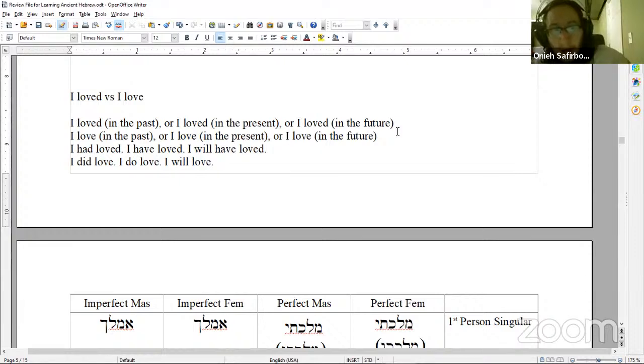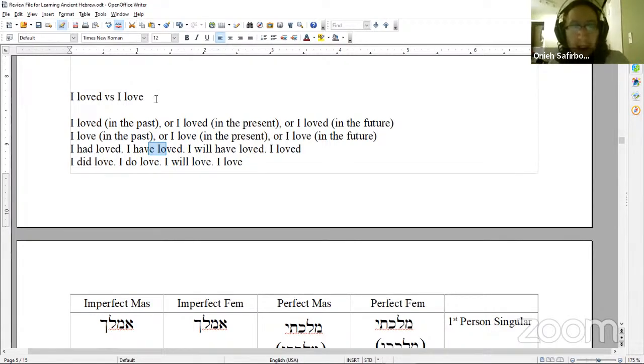So whenever you see in Hebrew the imperfect, it means I love. But context is what's going to tell you, does it mean I did love, or does it mean I do love, or does it mean I will love? Context will tell you that. Likewise, in Hebrew, if you see the perfect, it's I loved. But is it I had loved, or I have loved, or I will have loved? Context is what tells you which is which.